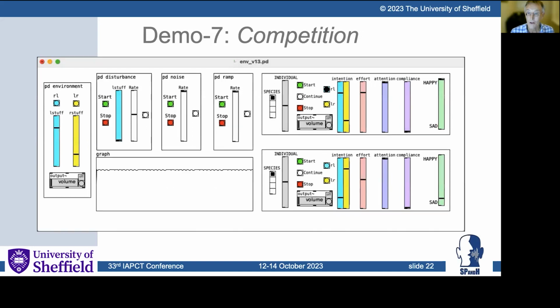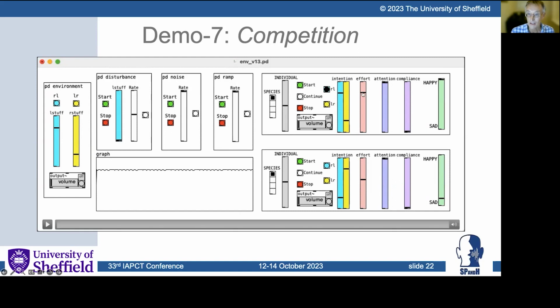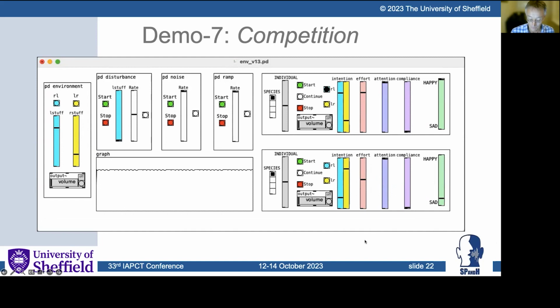Now we're going to have two agents with different intentions. So this is going to be conflict. To start with, you'll notice that the first agent, the one at the top, has a higher level of motor effort than this one. So psychologically you'd say, this one cares more about keeping the environment under control than this one does. Right, let me just run it.